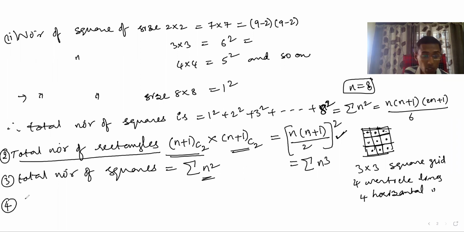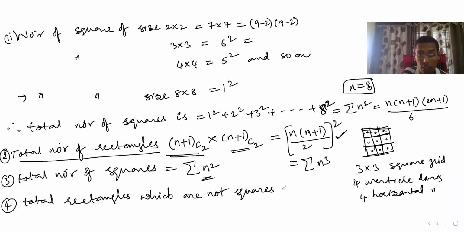Your fourth question is what? Total rectangles which are not squares. That is summation n cube minus summation n square. Summation n cube is total rectangles, summation n square is squares. If you remove squares from the total number of rectangles, total rectangles which are not squares is this.